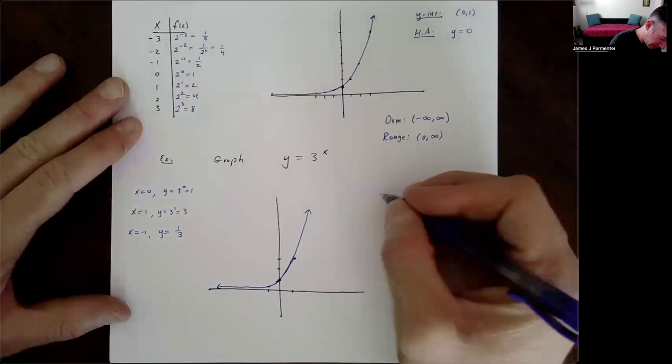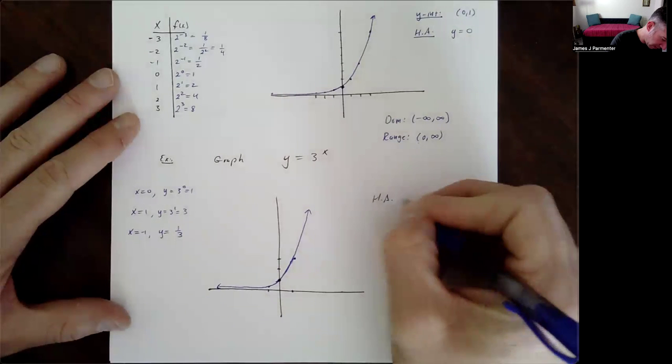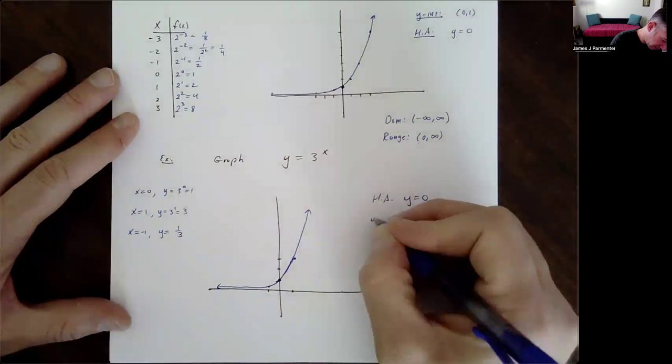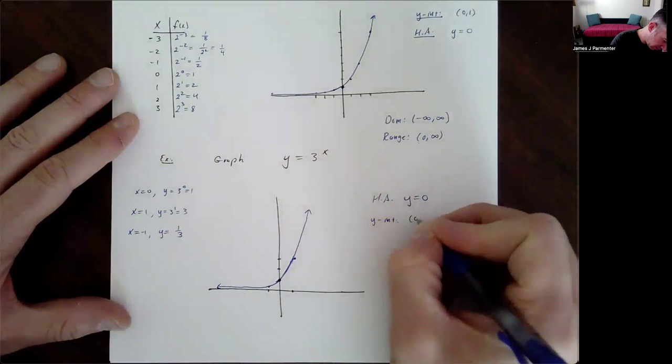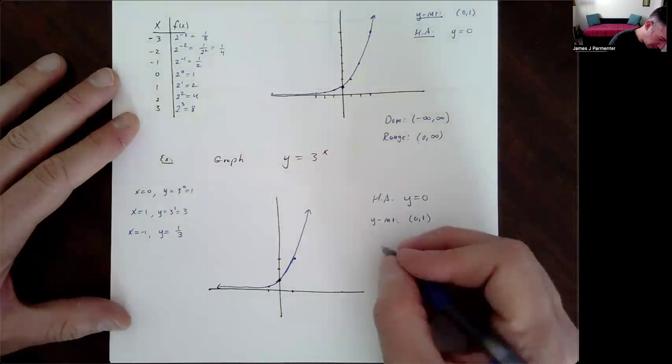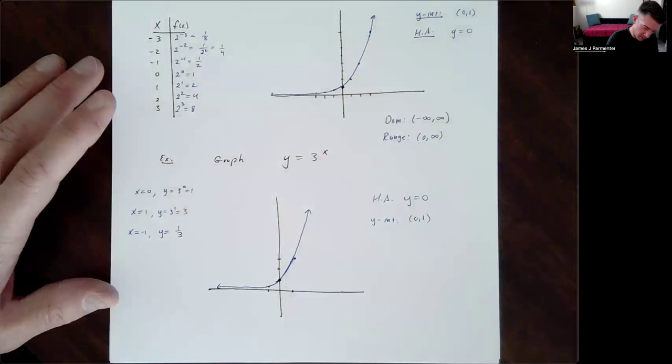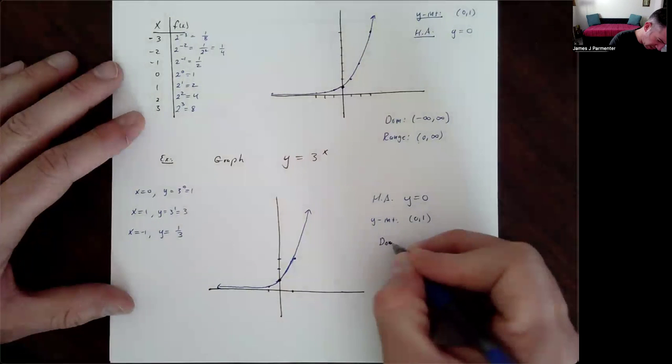I'll point out again, you have a horizontal asymptote of y equal to 0. You have a y-intercept of 0, 1. And you have the same domain and range. I don't want to write it again, but I will.